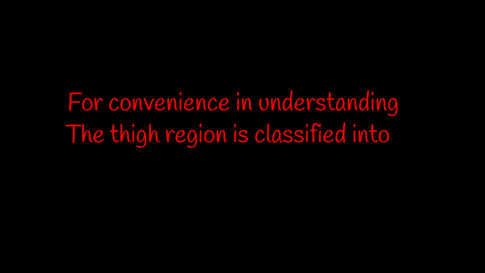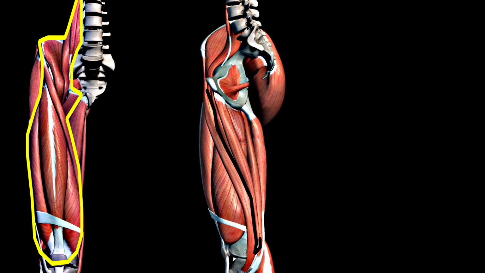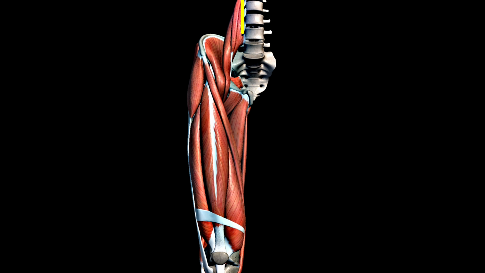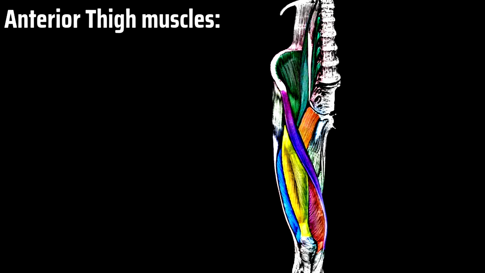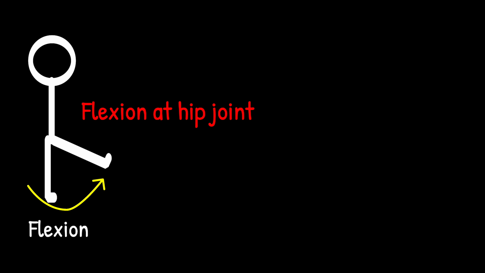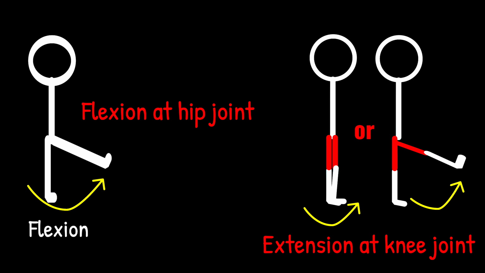For convenience and understanding, the thigh region is classified into three compartments: anterior, medial, and posterior. Here we address the muscles of the anterior compartment of the thigh, and later the medial and posterior compartments will be discussed exclusively. The anterior thigh muscles are also called the flexors of the hip and extensors of the knee because of their applied flexion at the hip joint and extension at the knee joint.